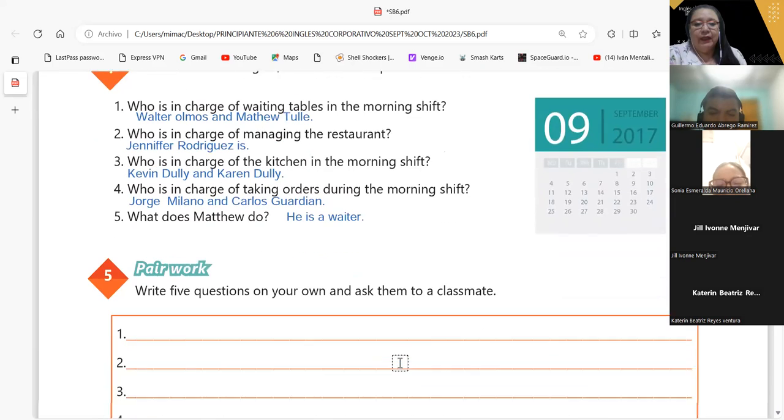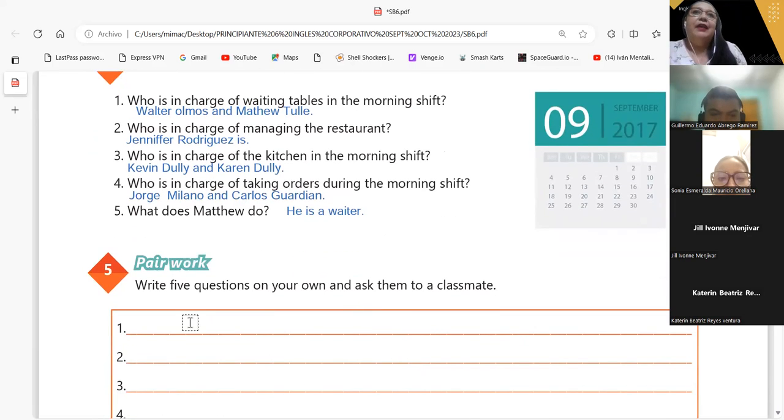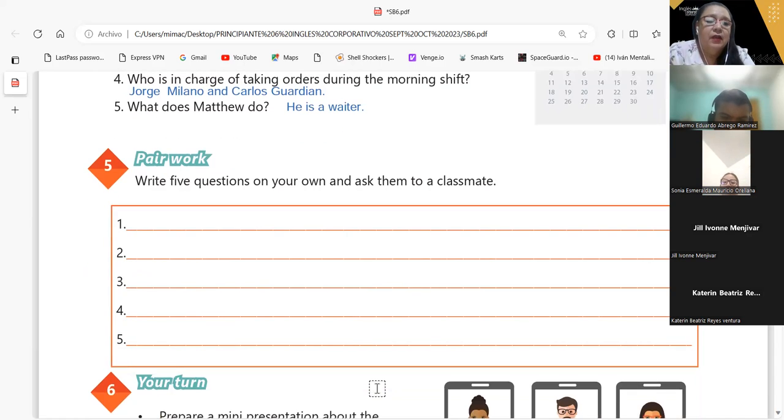And now, class, what are you going to do right now here? This is a work that you have to do first individually. Why? Because the instruction goes like this. Write five questions on your own, it means individually. You have to think about those five questions and construct them, write them. When you have the questions, you are going to ask the questions to a classmate in the breakout rooms.